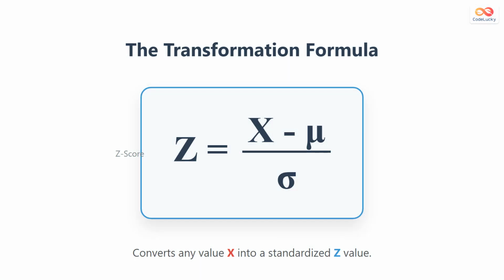To do this conversion, we use the z-score formula. This formula transforms any raw score into a z-score. The formula is z equals x minus mu, all divided by sigma. This is the bridge between your real-world data and the standardized world of statistics.